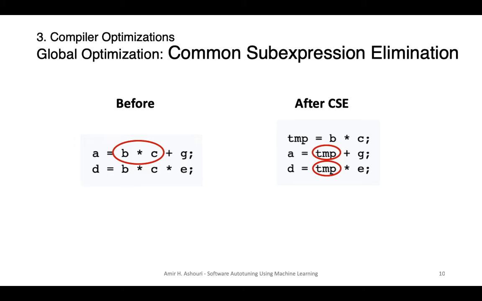So this is a very simple case of a global optimization. By global, I mean throughout the code. So this globally could be in a small block or in various blocks.